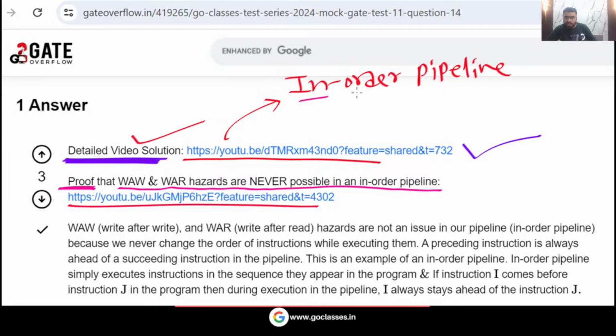In an in-order pipeline, you can easily see that WAR and WAW hazards are never possible. I have given this proof in a video, so you can just check it out.